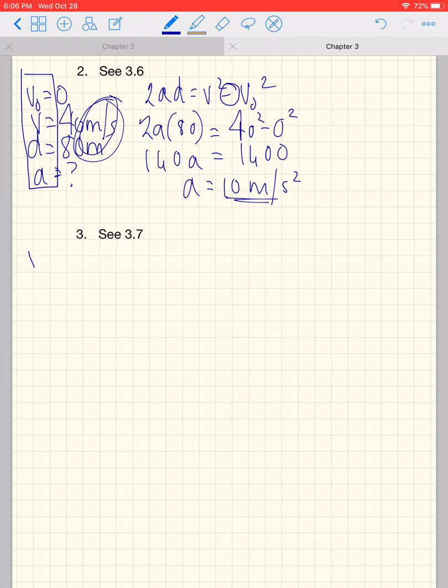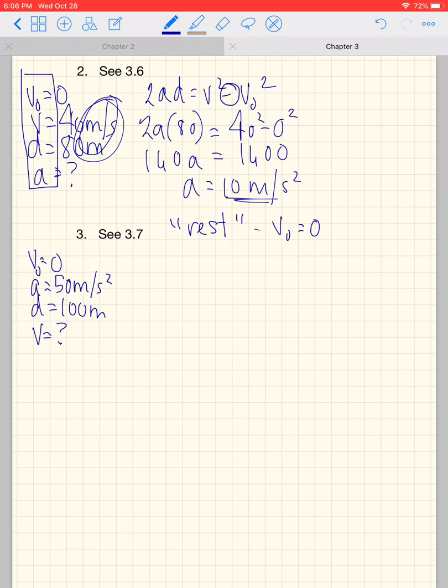It starts from rest, so v naught is equal to 0. So the word rest actually means, especially if it starts from rest, means that v naught is equal to 0. Keep that in mind. And it accelerates, so I know a is equal to 50 meters per second squared. And it does it in 100 meters. So my distance is 100 meters. And it is asking, what is the speed at the end of the 100 meters? So v is equal to, I don't know.